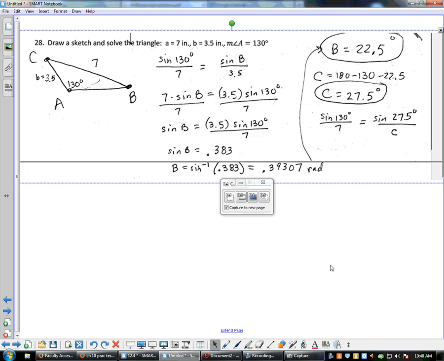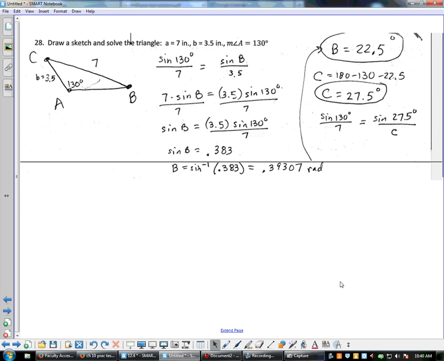All right, so for this one, you are asked to draw a sketch and solve the triangle. A is 7 inches, B is 3.5 inches, and the measure of angle A is 130 degrees. With that in mind, this time I was able to use law of sines because I was given an angle and the side opposite it. That's the recipe for being able to use law of sines. So I said sine of A over A equals sine of B over B. That gave me sine of 130 degrees over 7 equals sine of B over 3.5.